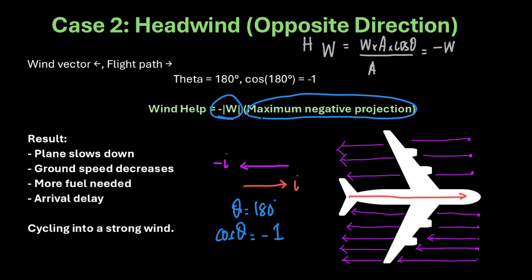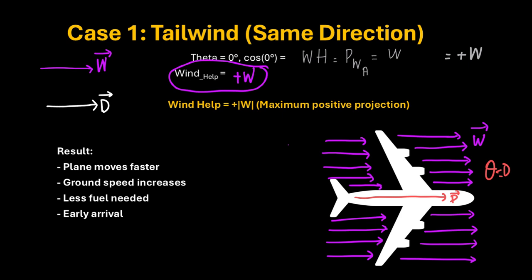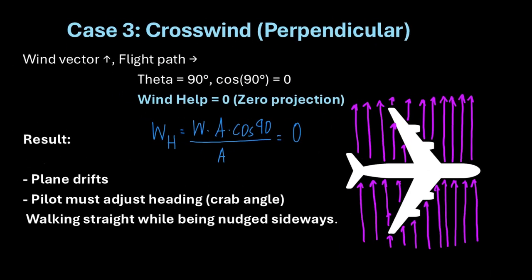wind here. Now imagine you are cycling into a strong wind. The same scenario here. As a result of which, the arrival will be delayed, in contrast to case 1, where we'll arrive early. Okay? Now let's see what is case 3.